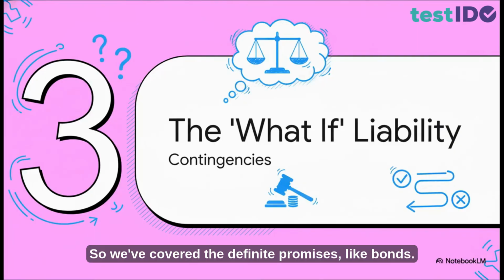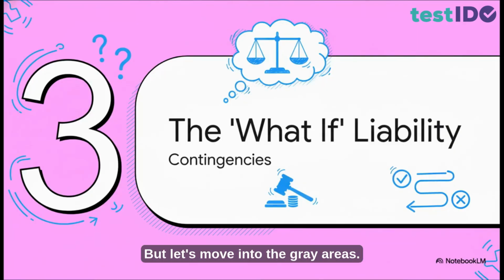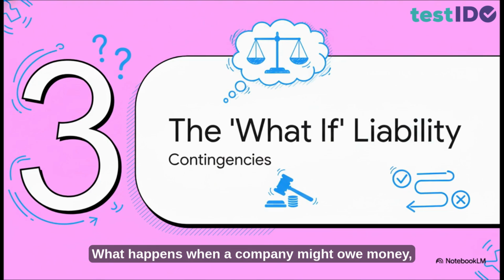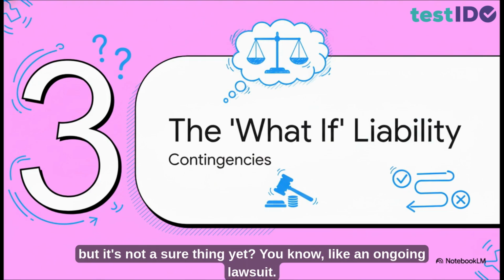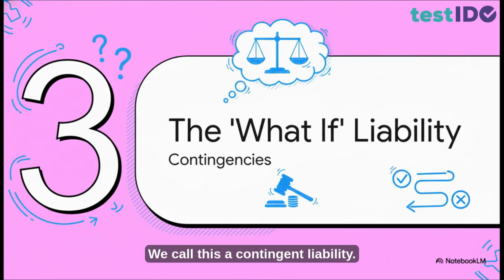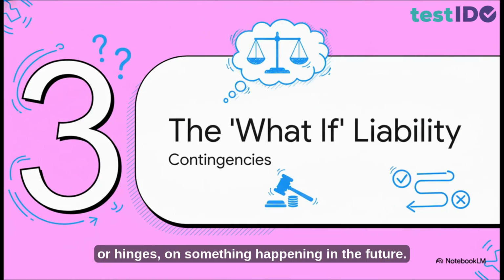So we've covered the definite promises, like bonds, but let's move into the gray areas. What happens when a company might owe money, but it's not a sure thing yet? Like an ongoing lawsuit. We call this a contingent liability. It's an obligation that hinges on something happening in the future. So how on earth do we value something that may or may not even happen?